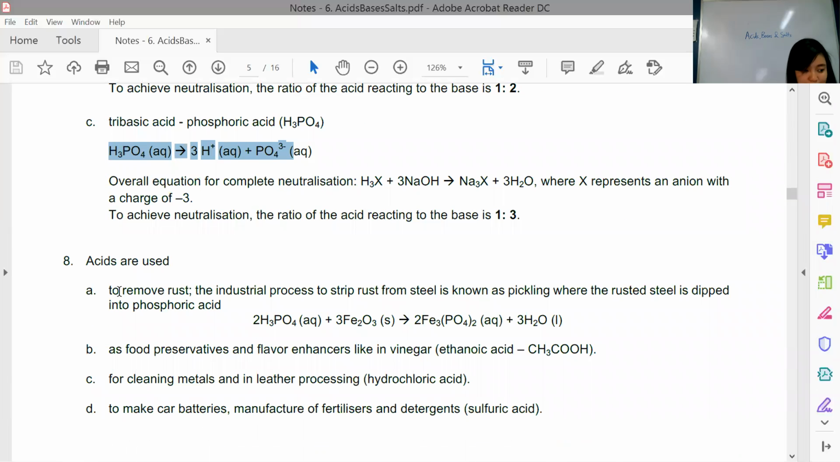Acids are also used in daily life applications. For example, it helps to remove rust. It can act as a food preservative and flavoring. It can clean metals and is used in leather processing, as well as to make car batteries.